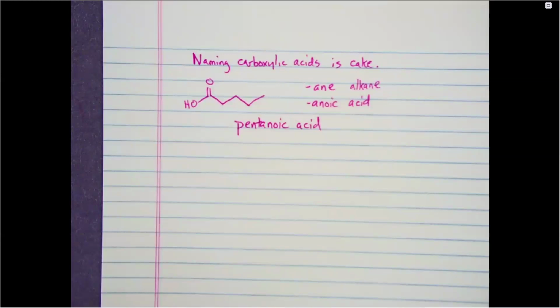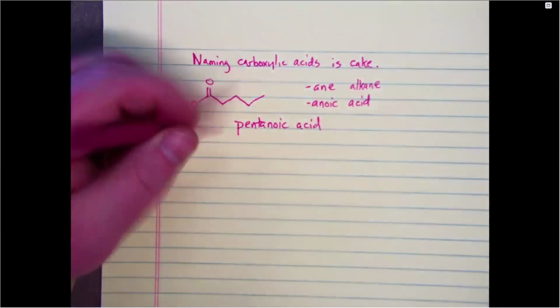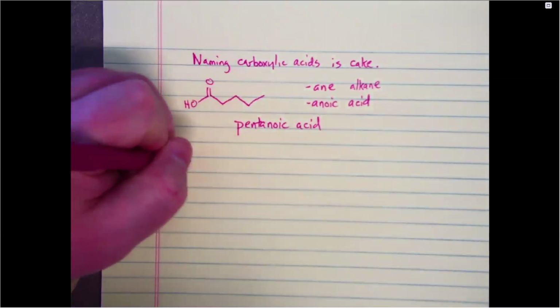Automatically, when we have a carboxylic acid, the carboxylic acid carbon is carbon number 1. So if we happen to have substituent groups, we number and name them based on the fact that we know the carboxylic acid carbon is the first carbon in the chain. All right, so give this one a shot.